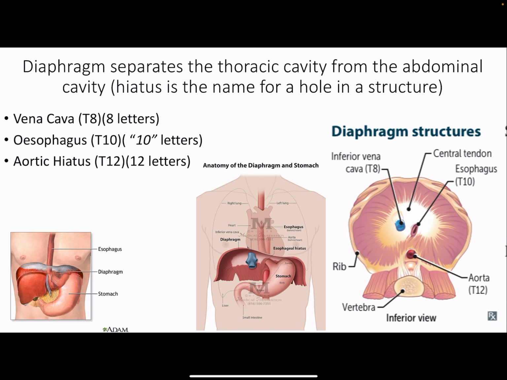This is kind of nitty gritty, but here we have our mediastinum. We saw the esophagus and the aorta and the vena cava are all kind of running together. So the vena cava, 8 letters, is going to pass through the diaphragm at around the T8 vertebral area. The esophagus, we're kind of sneaking in an extra letter, is going to be T10, so that's 10 letters. Aortic hiatus is 12 letters, so that's T12 moving through.